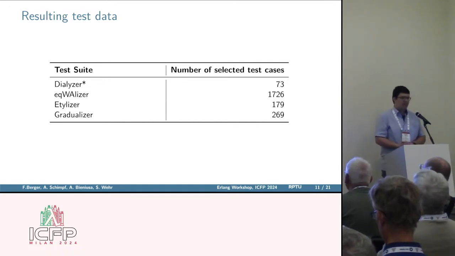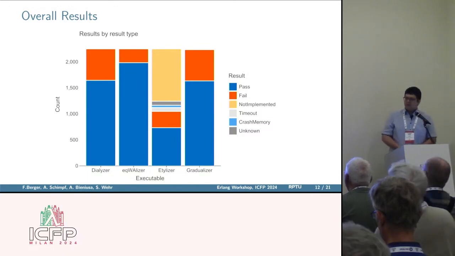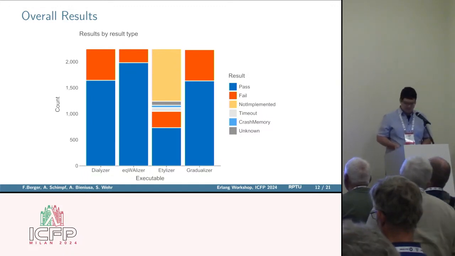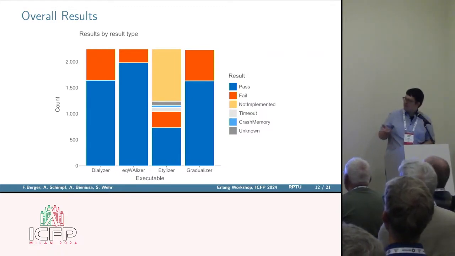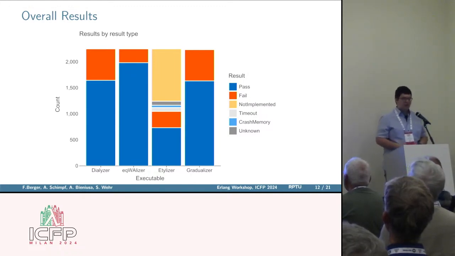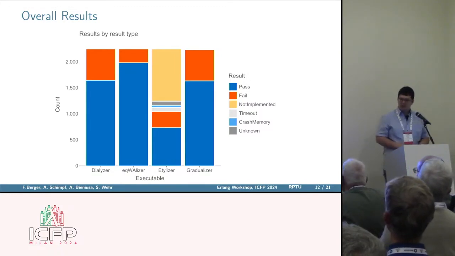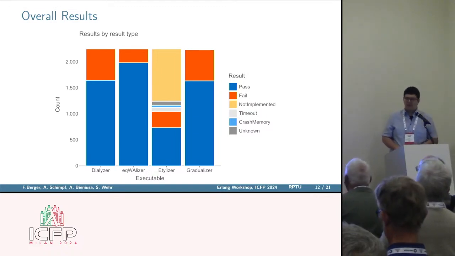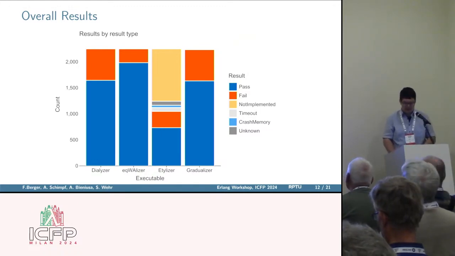With that, let's have a look over some of the results. These are the overall results of all the type checkers on the entire test data. You see overall, eqWAlizer has apparently the best result, while Etylizer has the lowest passes. And you probably notice on Etylizer the big not implemented chunk, but let's have a closer look in detail, because you saw the test suites have different sizes, and also maybe the test suite has effects on its results, or maybe type checkers behave differently on different test suites. So let's get into the specific test suites for better details.